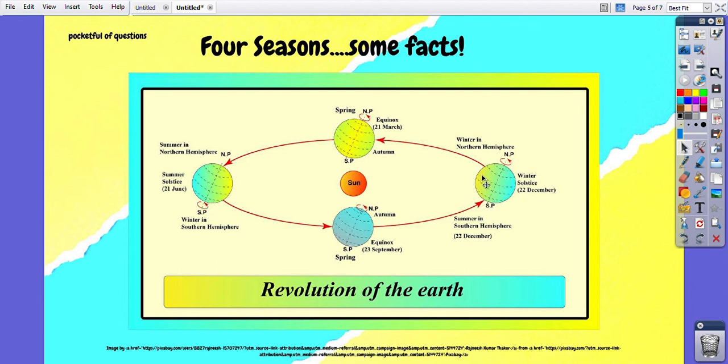Exactly opposite to this diagram is this position. When the North Pole is tilted away from the Sun, there are winters in the Northern Hemisphere, and when the South Pole is tilted towards the Sun, there are summers in the Southern Hemisphere. That is how seasons are caused.